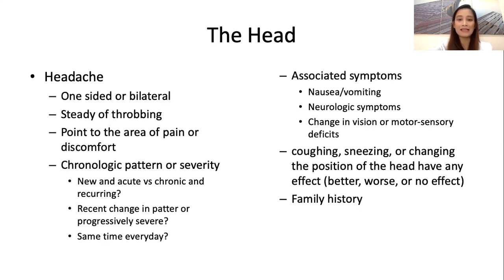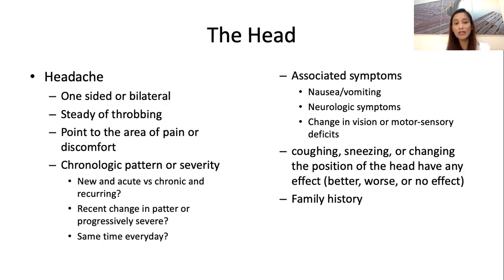Usually, if it's the classic migraine, it's one-sided or unilateral. Is it steady or throbbing? You ask the patient about the area of pain or discomfort, and then you also ask if it is something new and acute or something chronic and recurring. If it's acute and recurring, usually that's very typical of migraine. And usually if it's a classic migraine, the patient will also report some associated symptoms.